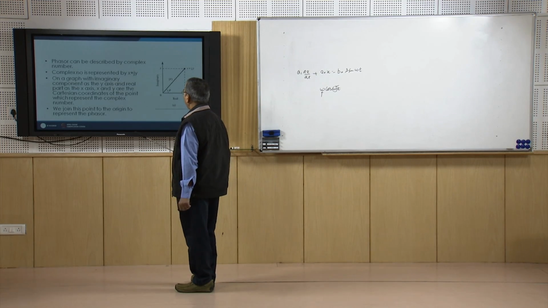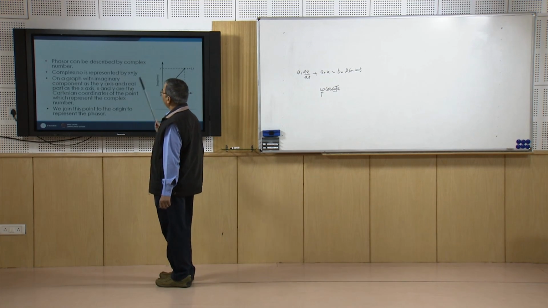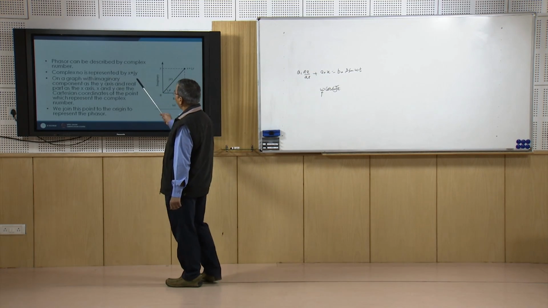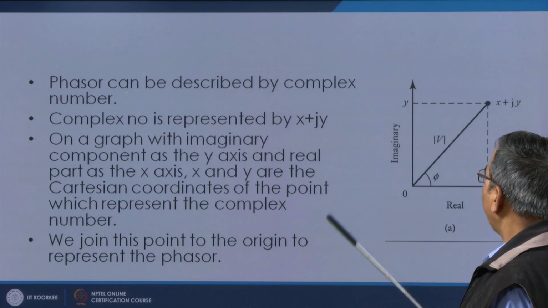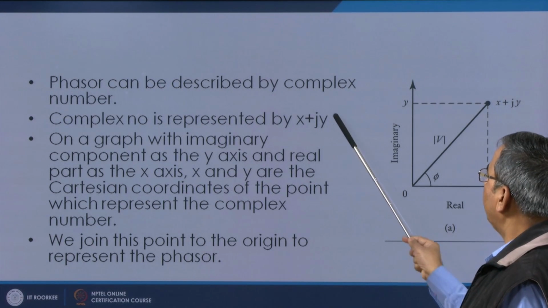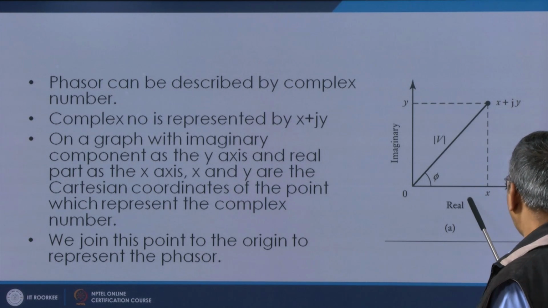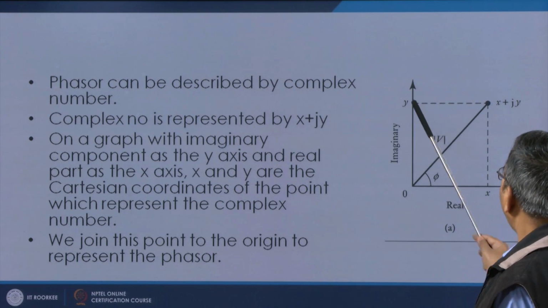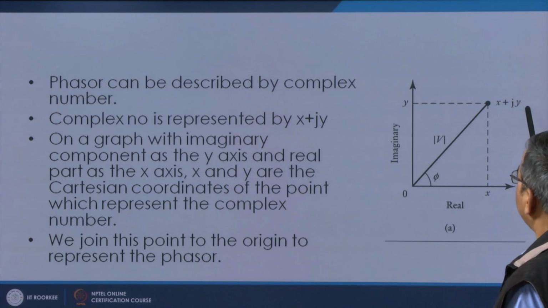Another interesting thing is that these phasors can be described by complex numbers. We know that a complex number is represented by x plus j y, where x is the real component and y is the imaginary component. So here you can see that we have a real component x and an imaginary component y, then the complex number can be represented as x plus j y.